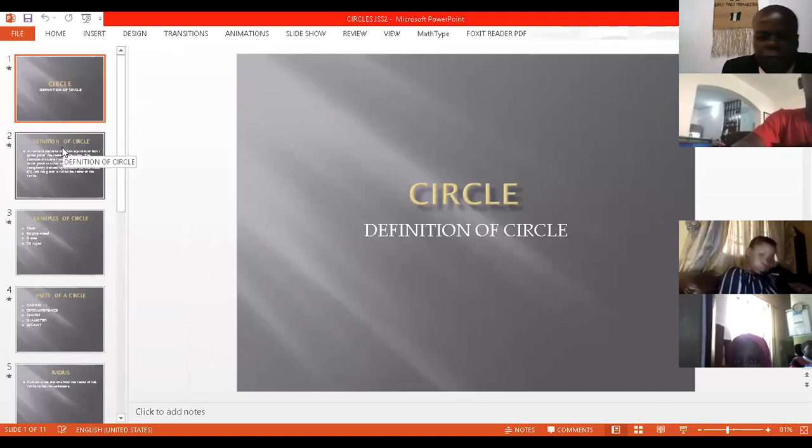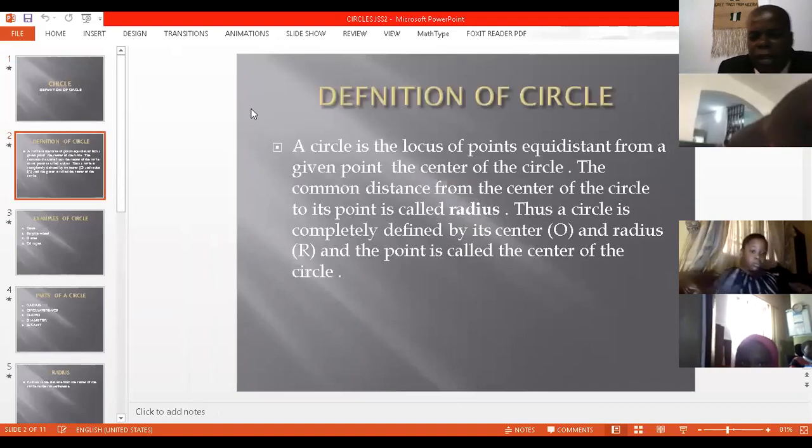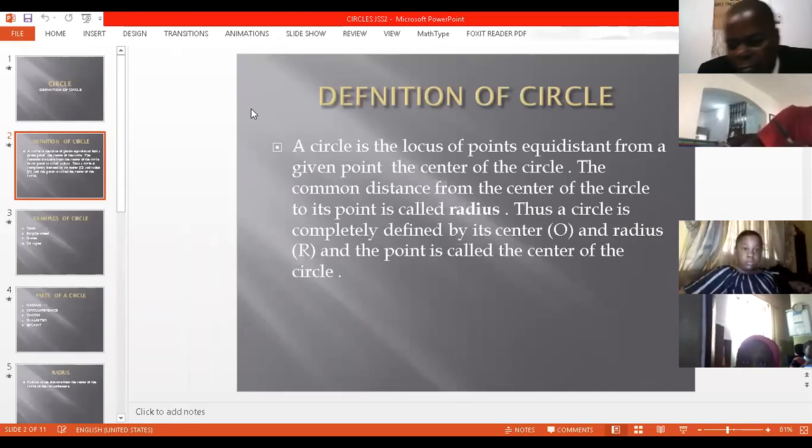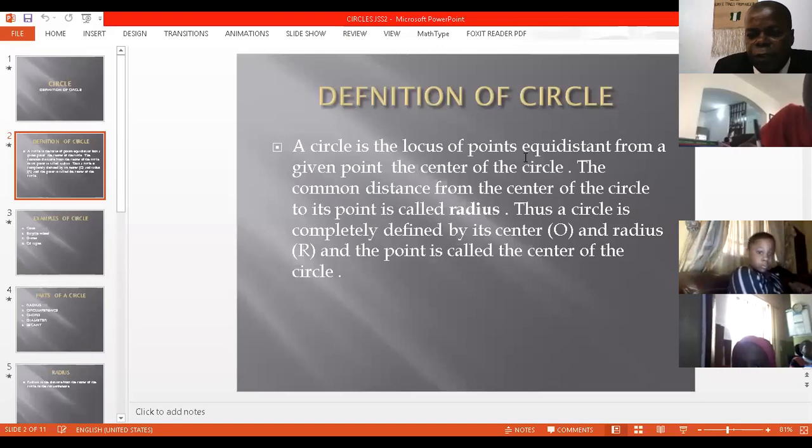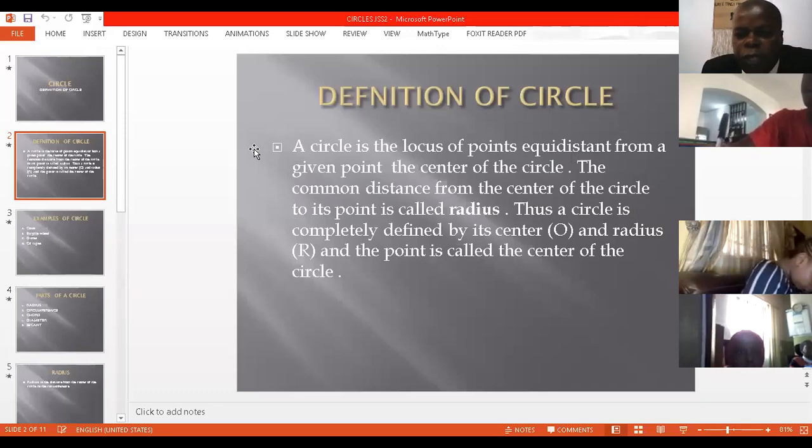Now, definition of circle. All of us are conversant with what a circle is. Around you in your house, you can see so many things that are circle in shape. And of course, circle is a common shape, but then it is not that easy to construct. A circle is the locus of points equidistant from a given point, the center of the circle.